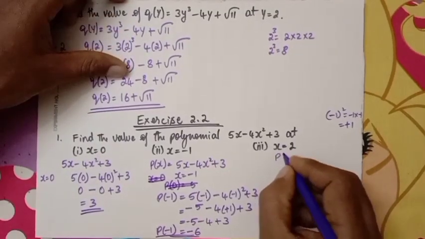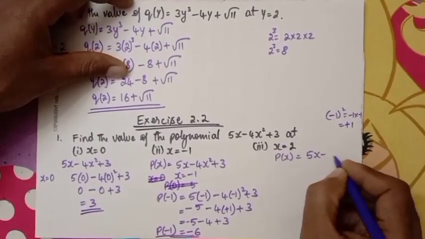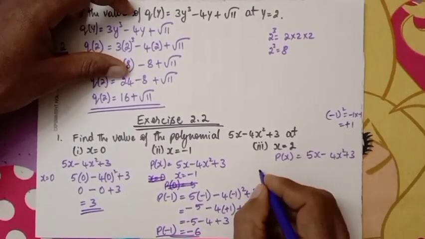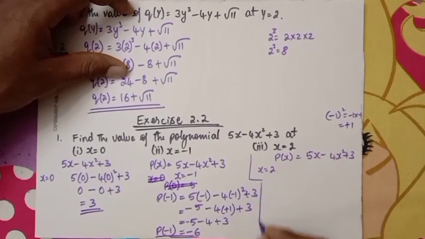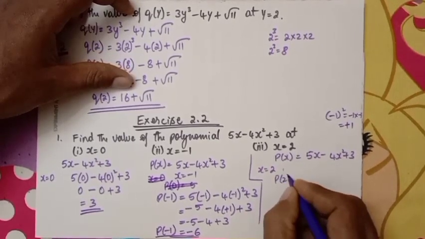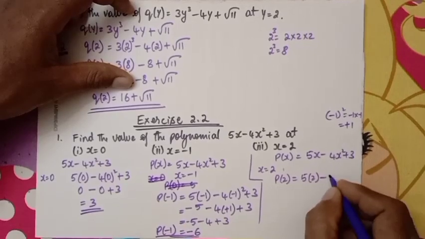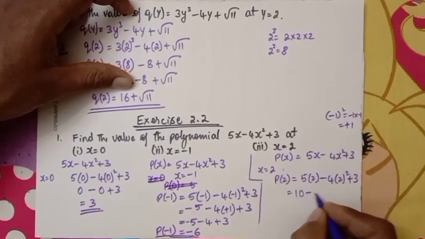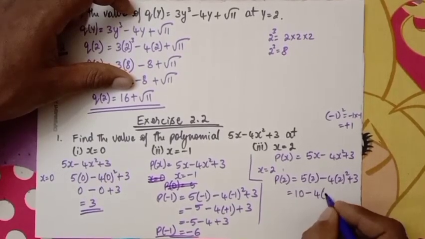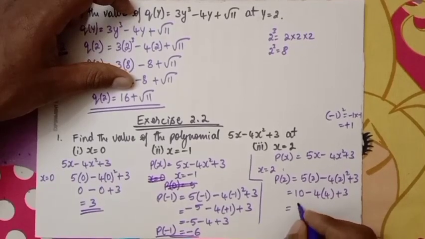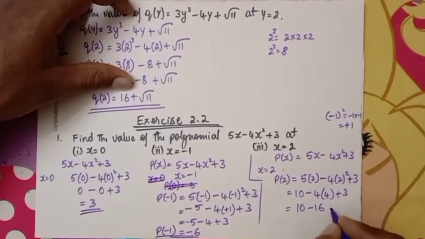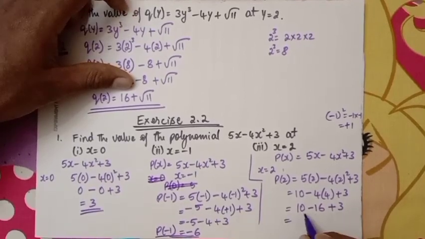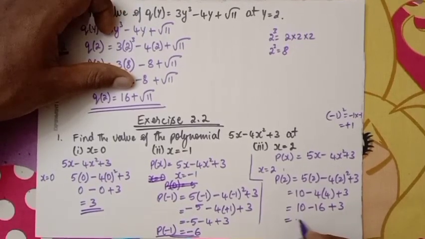Likewise, here also p of x is equal to 5x minus 4x square plus 3. So x is equal to 2. As x is equal to 2, p of 2 is equal to 5 into 2 minus 4 into 2 whole square plus 3. So 5 2s are 10 minus 4 into 2 square is 4 plus 3. So 10, 4 4s are minus 16 plus 3. So minus 16 plus 10 is minus 6 plus 3. So p of 2 is equal to minus 3.